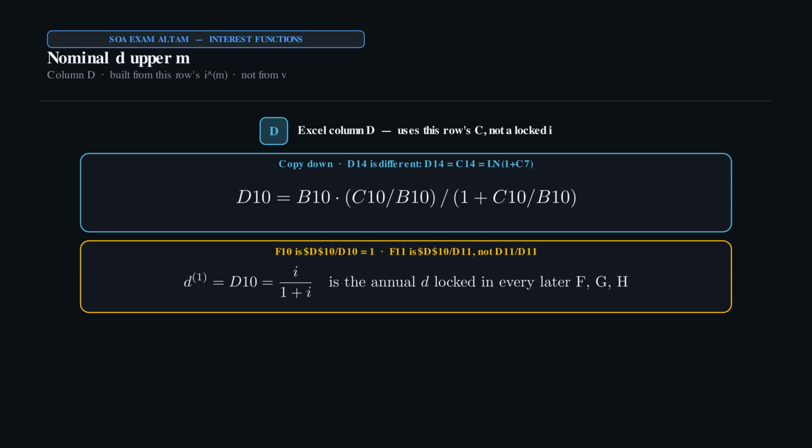Cell D10 is B10 times C10 over B10, divided by 1 plus C10 over B10. Copy that down for m equals 2, 4, and 12. The infinity row abandons this quotient and sets D14 equal to C14. One more exam trap. Later columns lock annual D as $D10, the m equals 1 value, not the D upper M on the current row.